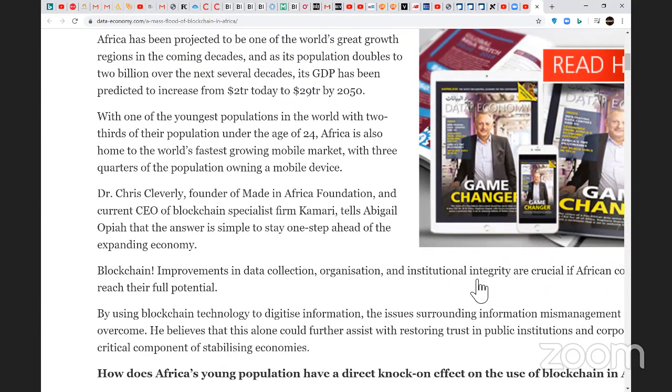Africa is projected to be one of the world's great growth regions in the coming decades, and its population doubles to 2 billion over the next several decades. Its GDP has been predicted to increase from $2 trillion today to $29 trillion by 2050. One of the youngest populations in the world, with 2/3 of the population under the age of 24, Africa is also home to the world's fastest growing mobile market, with 3/4 of the population owning a mobile device.